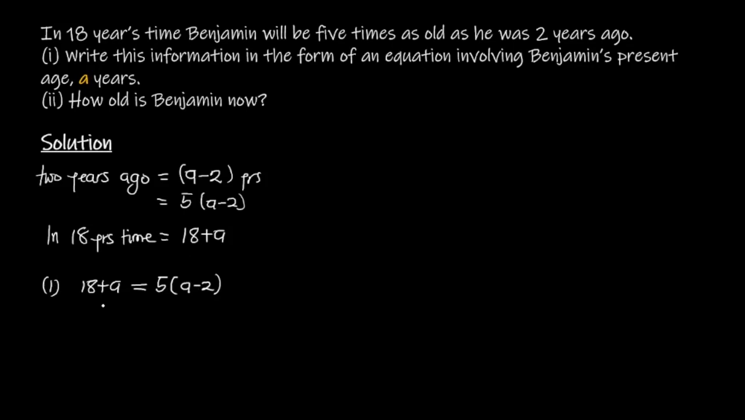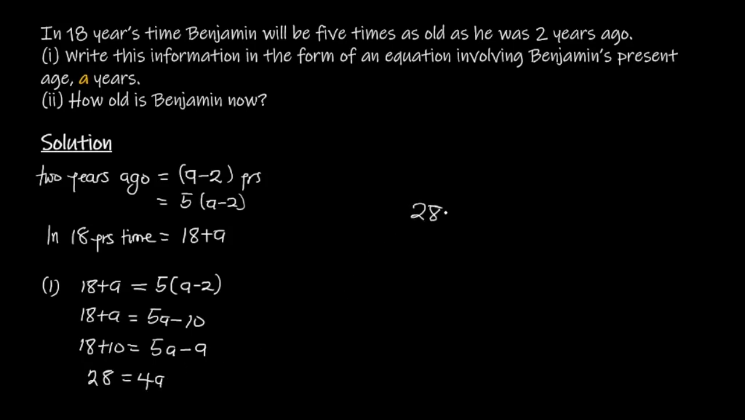Alright, so let's solve this equation and find Benjamin's current age. We have 18 plus A is equal to 5 into A minus 2. Let's expand this bracket: 5 multiplied by A will give us 5A, 5 multiplied by negative 2 will give us negative 10. So I will maintain the 18 here and bring the negative 10 to the other side of the equal to sign. It becomes plus 10 is equal to 5A. Then I send this A to the other side of the equal to sign. It becomes A. So I have 28 is equal to 4A.